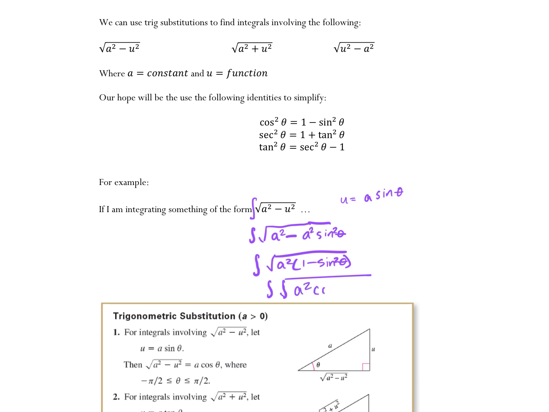a squared times cosine squared. And then, can I take the square root of a squared? Can I take the square root of cosine squared? Yeah. And are you guys with me? Integrating this is rough. Integrating this is not that bad. Integrating a constant times cosine theta is actually really, really easy.